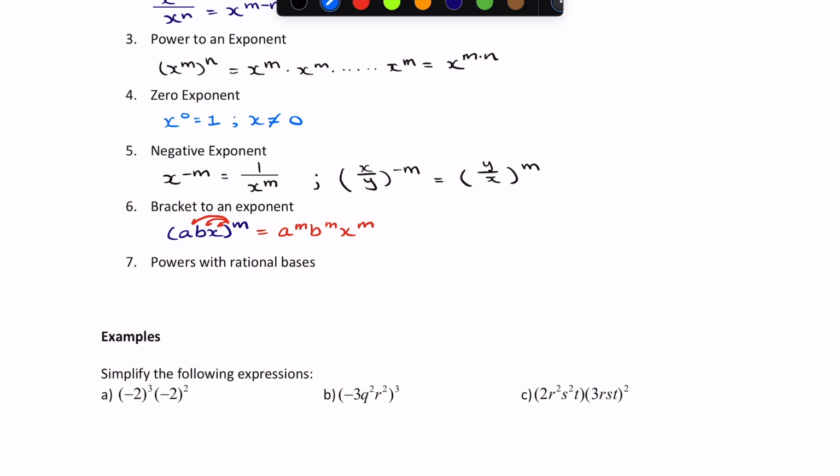And finally, powers with rational bases. So here, let's say we have x over y to the power of m. Again, the power of m will distribute to both the numerator and the denominator. So that here will give you x to the power of m over y to the power of m.